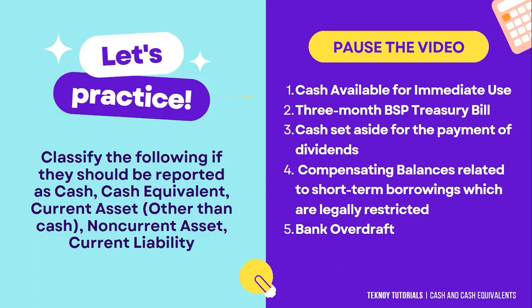The first is cash available for immediate use. Second item, 3-month BSP Treasury bill. Third, cash set aside for the payment of dividends. Fourth, compensating balances related to short-term borrowings which are legally restricted. And the last item is bank overdraft.